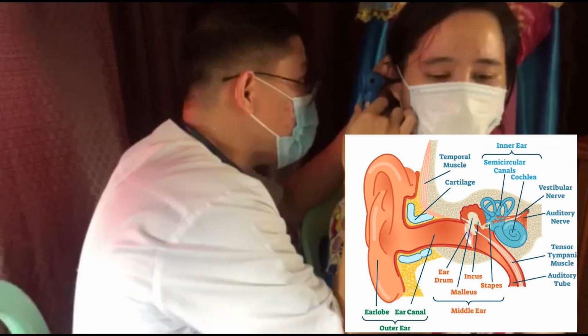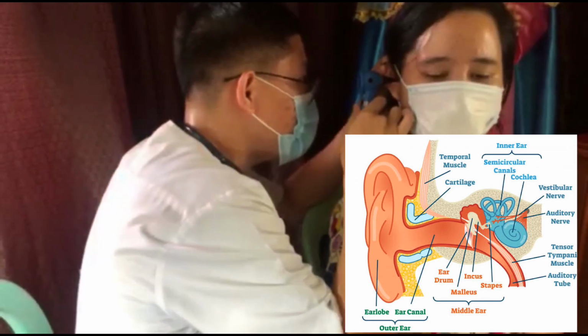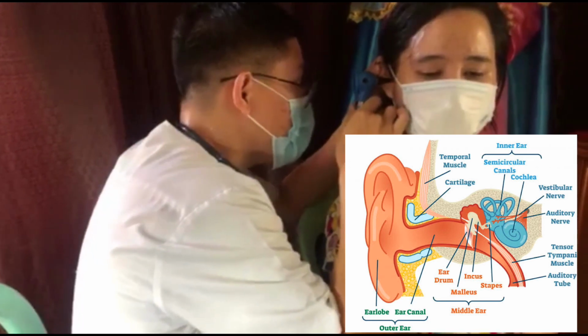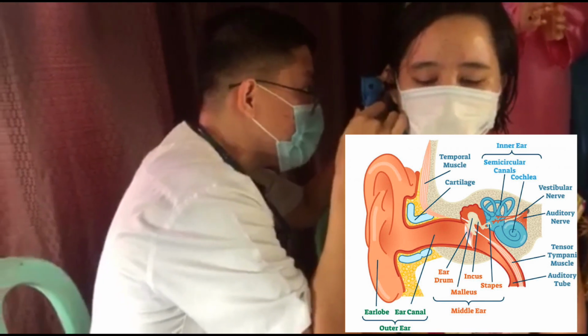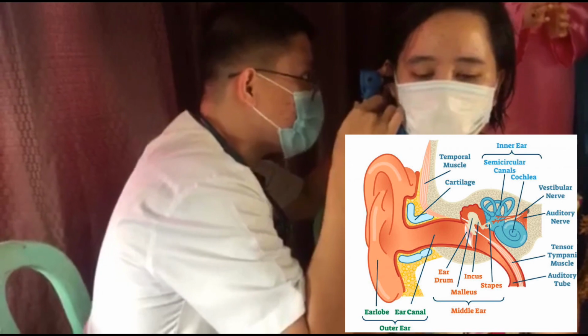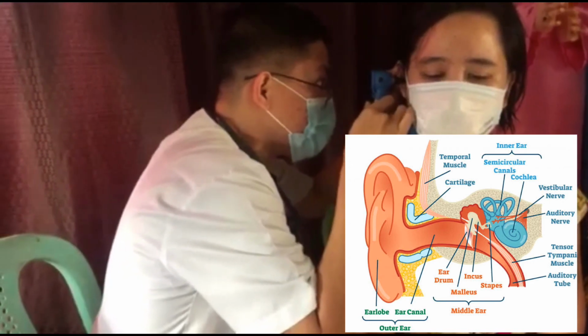For your eardrum, check for the cone of light to orient you. Also check for the malleus, pars flaccida, pars tensa, and others for any signs of perforation or injury to the ear canal. So that's how you examine the patient's ear. After this side, you check the other side of the patient's ear.